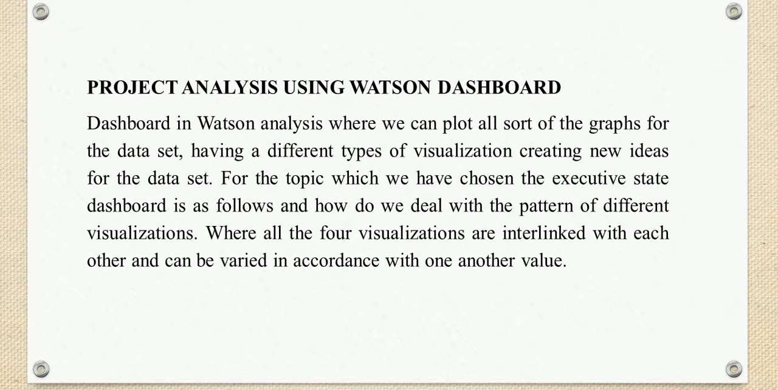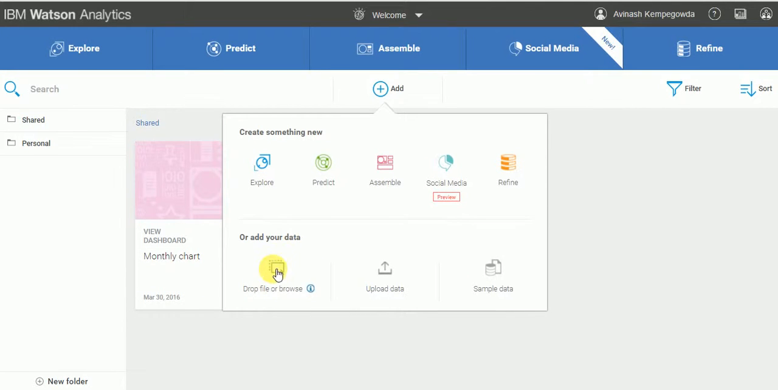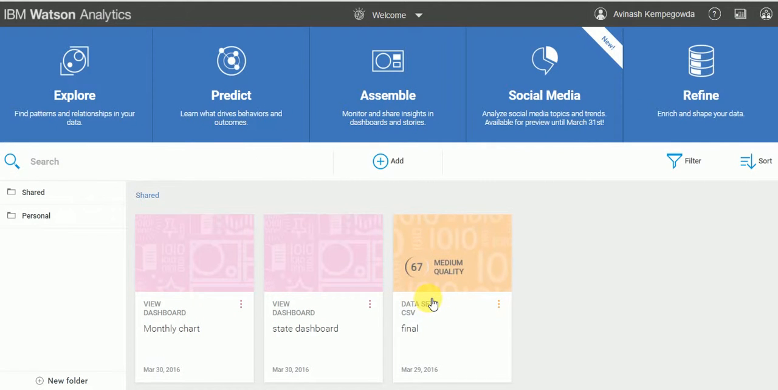The main aim of our project is to create visualizations using a Watson dashboard, creating different visualizations, extracting the data set. We have created many visualizations in a Watson dashboard. And here we can see the IBM Watson Analytics tool. Here we have to add the data set by dropping a file here, or by browsing on our computer, and I have already done the extraction of the file. Here we can see the medium quality of the file of the data set.